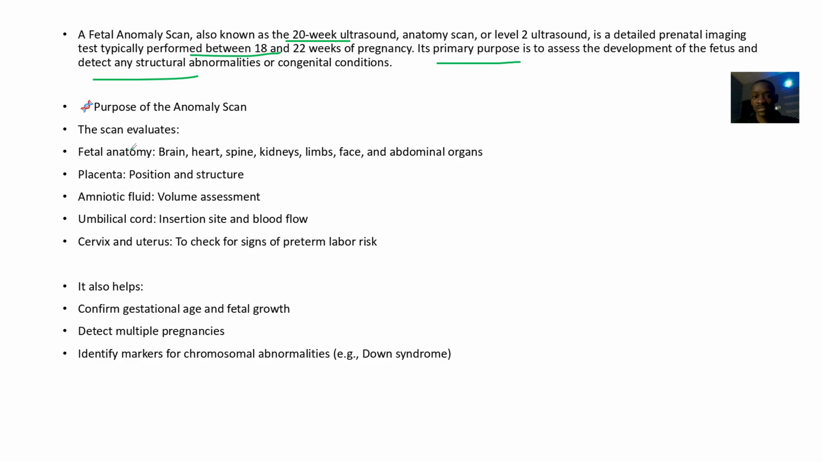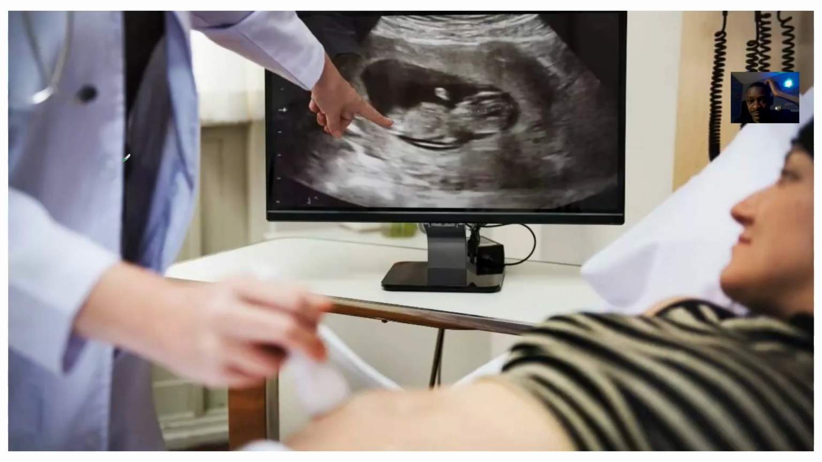So the purpose is you want to look at what? The shape of the baby. That's the fetal anatomy. Look at the brain. You want to observe the heart, the spine, the kidneys, the limbs. You want to look at the face. You want to look at what? The abdominal organs. Okay, observe everything.